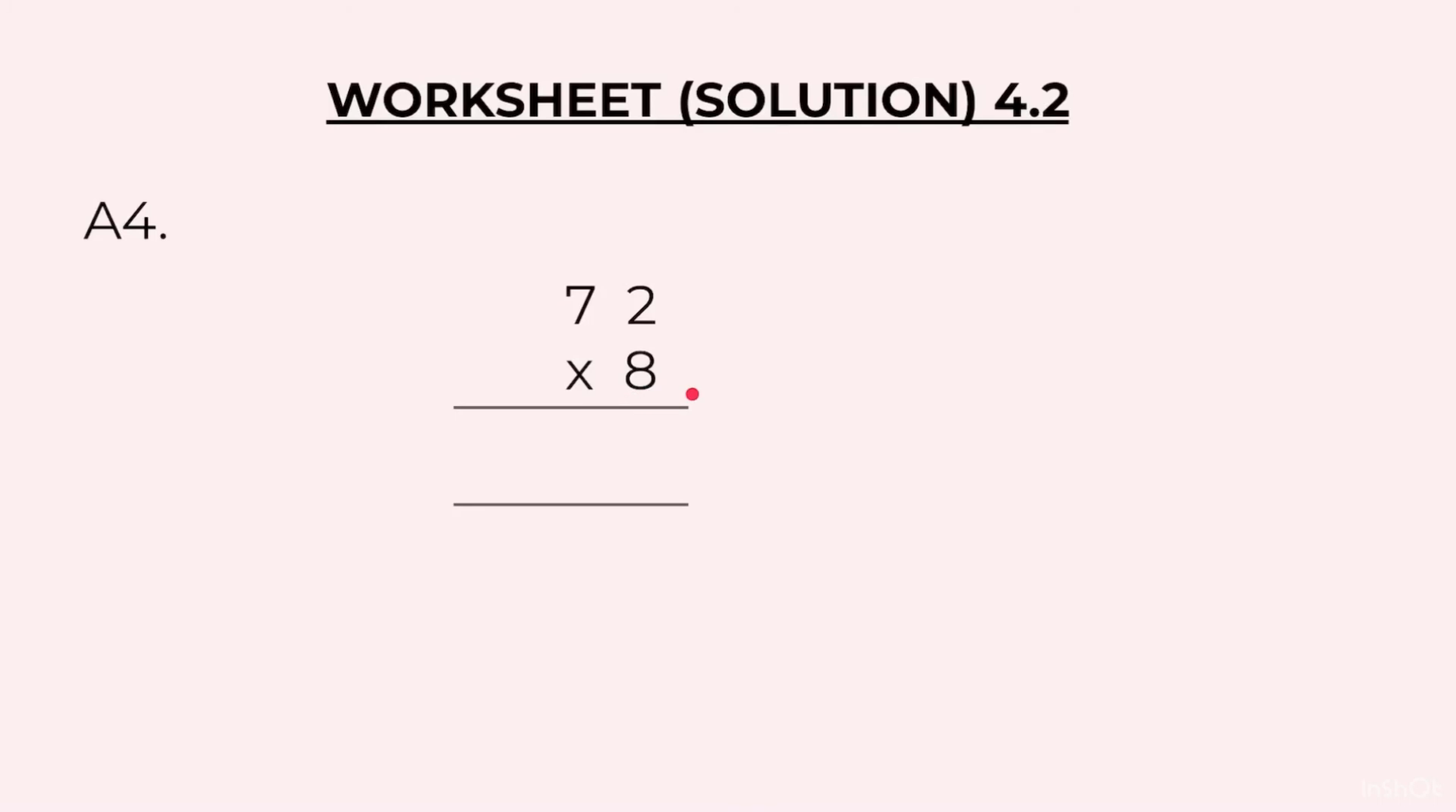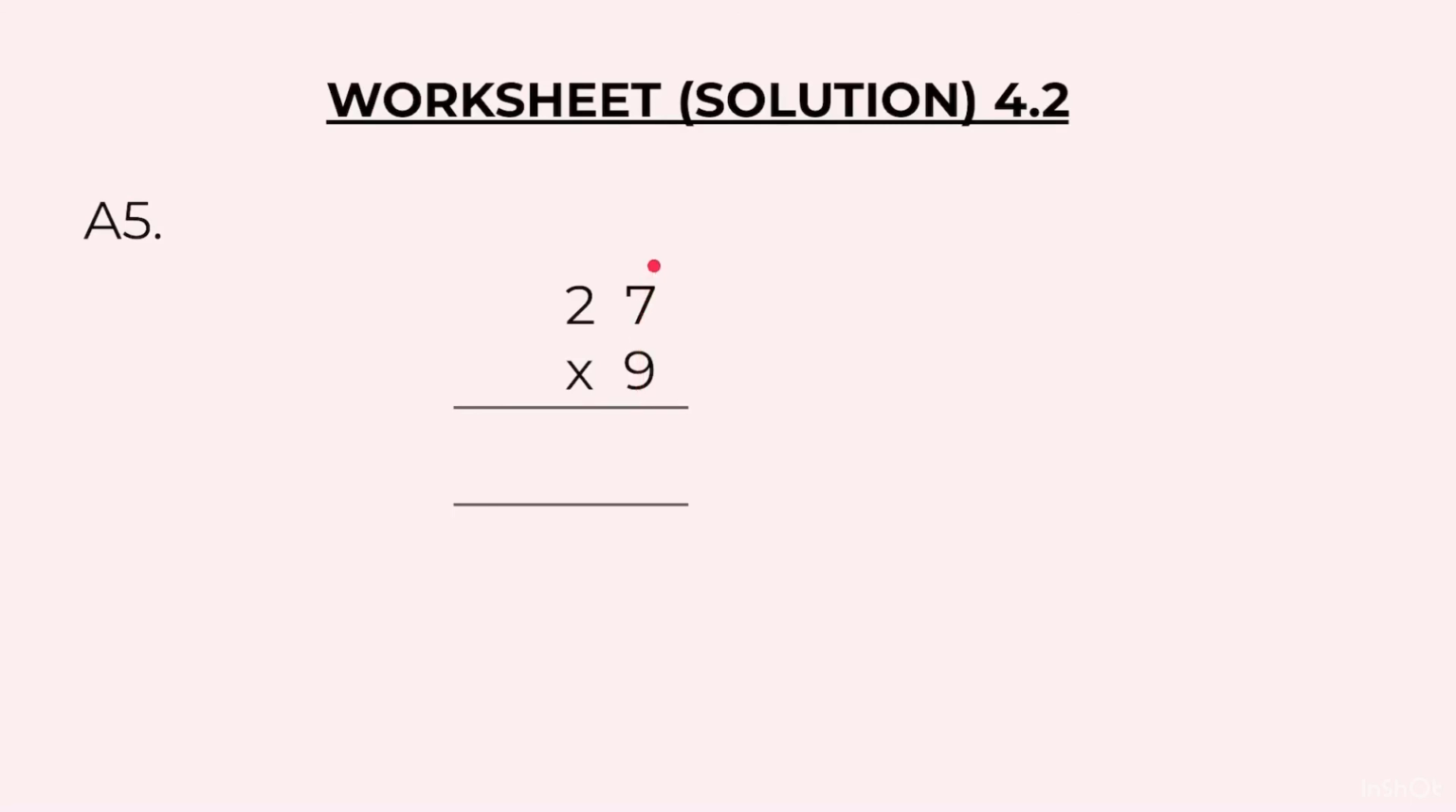Question 4 was 72 into 8. We'll start by multiplying 8 by 2. 8 twos are 16. 1 at the top, 6 at the bottom. 8 sevens are 56. Plus 1, 57. The answer becomes 576.